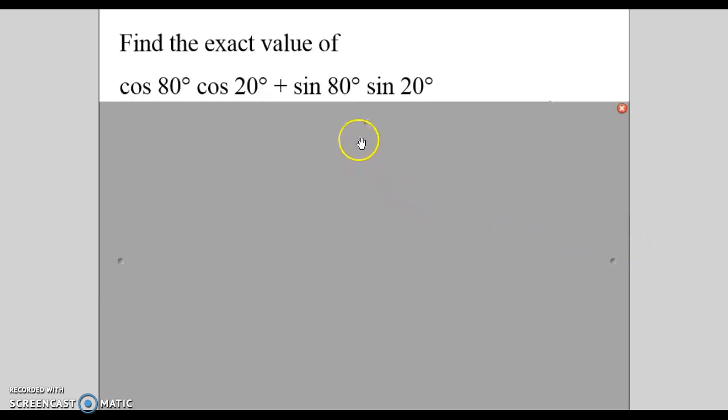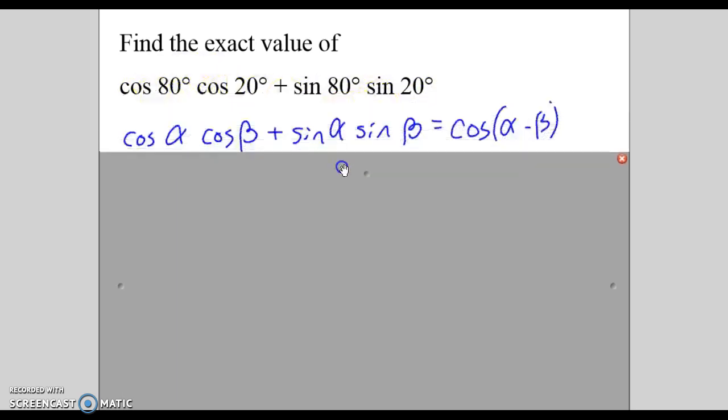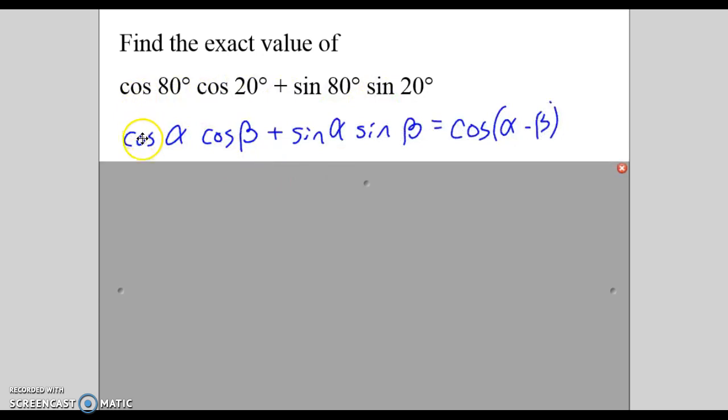This one is pretty similar, but it's basically going the other way. Find the exact value of this. Now, cosine 80 degrees, that's not an angle on my unit circle, nor is 20 degrees. So what I can do, though, is say, well, this arrangement of four trig functions looks similar to the following identity. I have an identity that says cosine alpha times cosine beta plus sine alpha sine beta, and that's the identity for cosine of alpha minus beta.